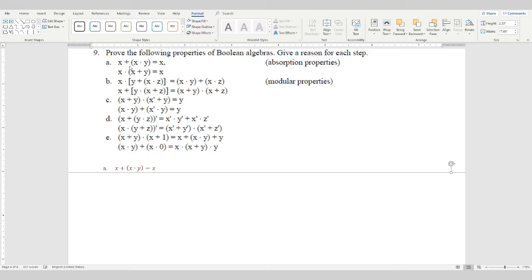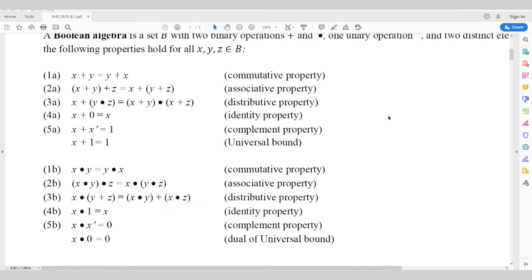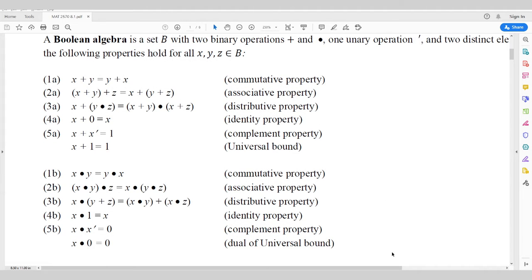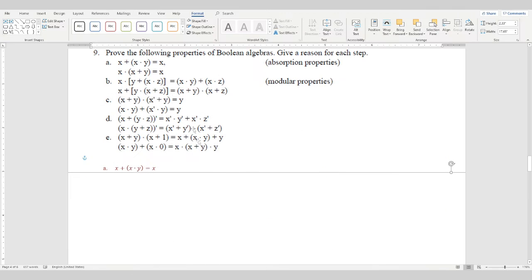So we're starting down here: x plus x times y equals x. And we're going to be using these same properties. So again, look over here at our properties of Boolean algebra. And we're just going to use these to try to transform this equation into a tautology, into something where both sides are equal. And that generally means to simplify the left-hand side.